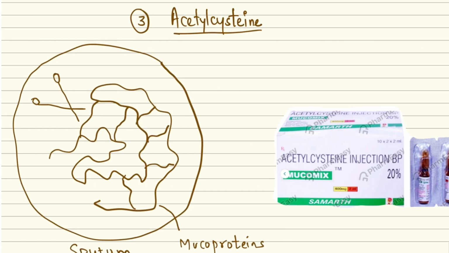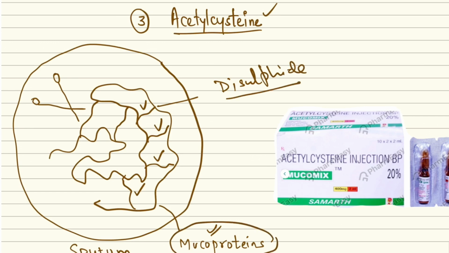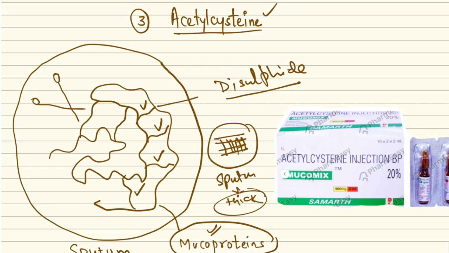Another drug is acetylcysteine. It is also a mucolytic. How does it act? It basically converts thick mucus into thin mucus. It goes into the sputum, and in the sputum there are mucoproteins, and each mucoprotein is bound to the others with the help of bonds called disulfide bonds. Because of the presence of disulfide bonds, these mucoproteins remain attached to each other in the sputum, and this makes the sputum very thick, because of which it is very difficult to remove the sputum from the respiratory passage.